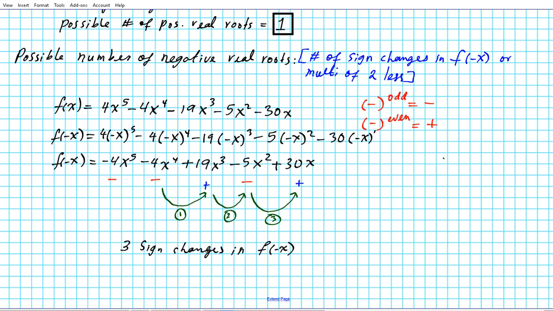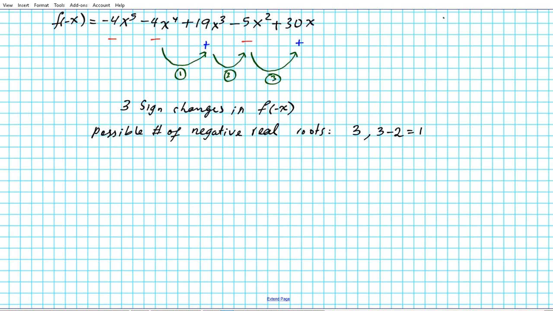So what does that tell us? Well, it tells us that the possible number of negative real roots is either going to be 3 or less than that by multiples of 2. Remember, you always just count down by 2. So the possible number of negative real roots is 3 or 3 minus 2, which is 1. So we're going to have either 3 negative real roots or exactly 1 negative real root according to Descartes' rule of signs.